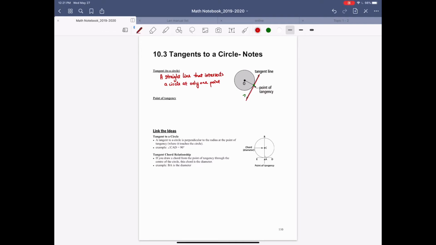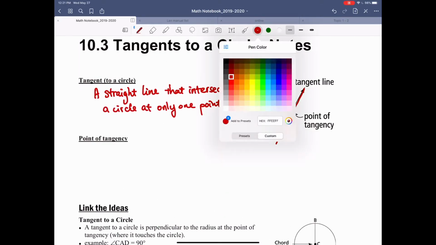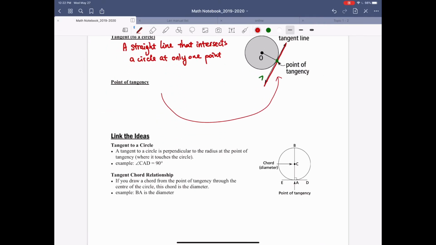Okay, hey guys, so today we're going to learn about 10.3. It's about the tangent line. This line here in red, as you can see I labeled here, is called the tangent line, and the green dot is the point of tangency. That means it's a straight line that intersects a circle at only one point, the tangent to a circle. And the point of tangency is the point where the line is cutting or contacting the circle, the green dot there.